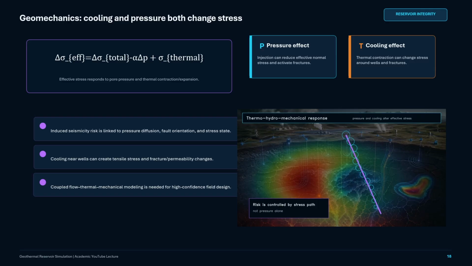From a simulation perspective, we need to understand not only where the fluid goes, but also how the stress state evolves. Safe geothermal operation means controlling both pressure and temperature effects.